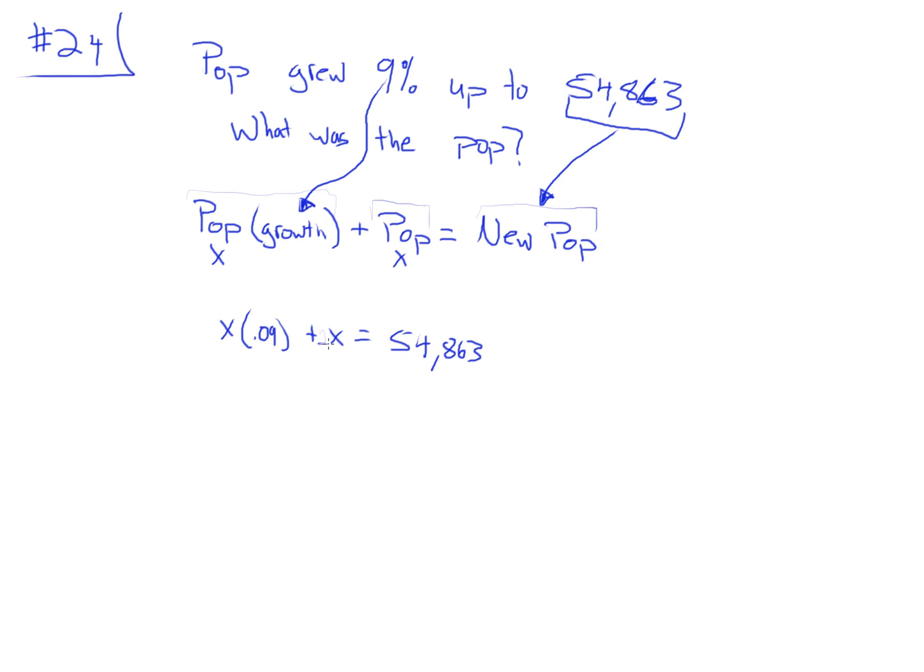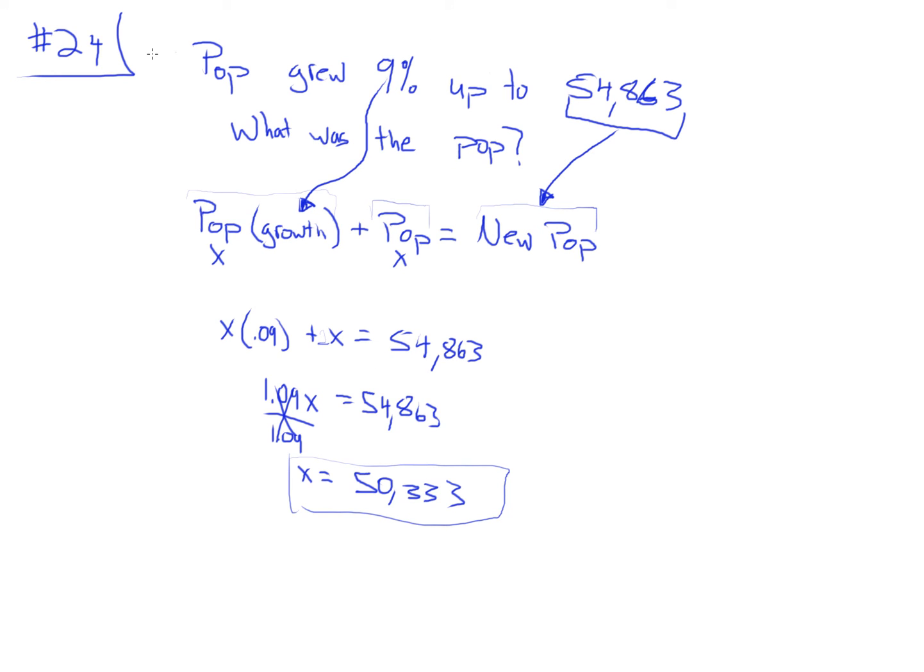Well, this is like having a 1 in front of it, so you can combine this and you get 1.09x equals 54,863. And now just solve for that x. So I'm going to divide by 1.09, cross that out, and I'm going to get x equals 50,333. Okay, so I look at this and I say, okay, good. The number I got is less than what the new population is, so I feel like I'm in good shape there. Seems pretty reasonable, so I feel pretty confident in my answer.